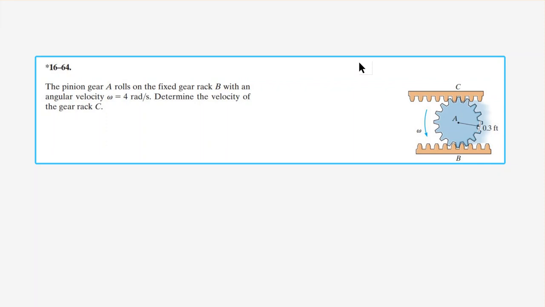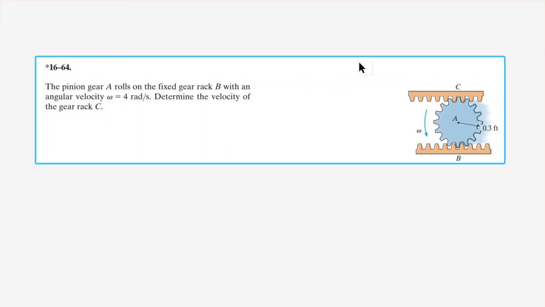So I would have started off with problem 16-64. It is a rotation problem having to do with velocities. And we are, by the way, not covering all of chapter 16. I'll talk more about that later. So 16-64 says the pinion gear A rolls on a fixed gear rack B with an angular velocity of omega equals 4 radians per second. Determine the velocity of the gear rack C.